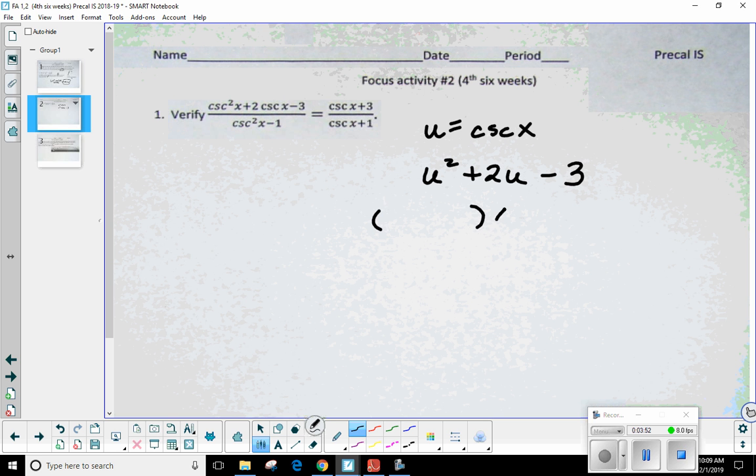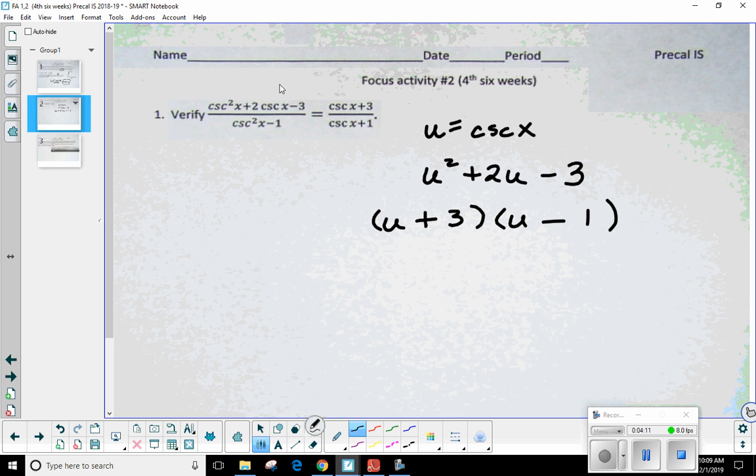Okay, so let me go ahead and break this apart. Well, the only factors of 3, we know we need a 3 and a 1. The only way to break u squared apart is a u and a u. So what should I put in between them? Should it be plus or minus 3? It should be plus 3.